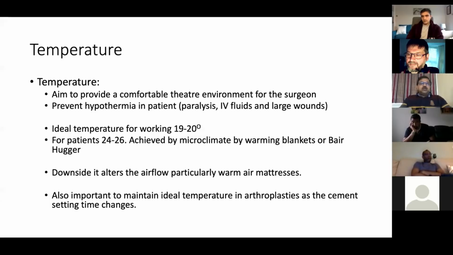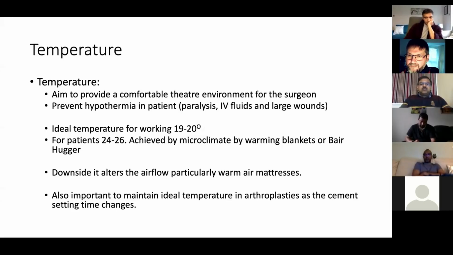Why is temperature regulation important in the theater? One, it needs to provide a comfortable theater environment to the surgeon and other personnel. Two, we have hypothermia in patients, directly related to increased incidence of infection. The contributing factors could be paralysis, IV fluids, or large open wounds. Now, these are two conflicting aims to be achieved.